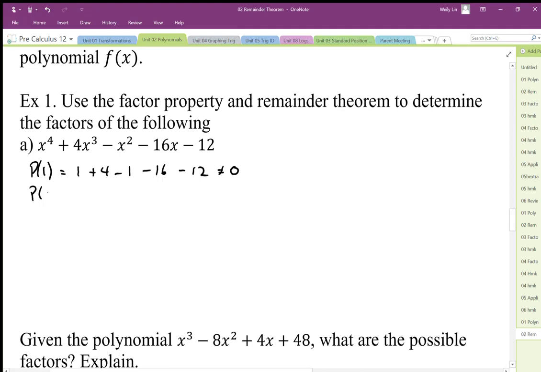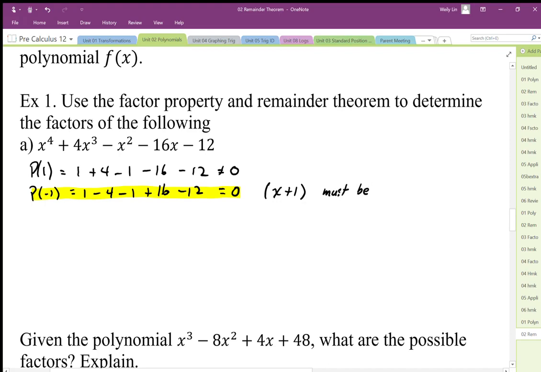And then I could test another easy number, negative 1. And I end up with 1 minus 4 minus 1, plus 16 minus 12. Now in this case, if I add this up, I get negative 17 plus 17. Well, this one is equal to 0. And this is key because if this is equal to 0, that means the remainder is 0. And that means that the factor x plus 1 must be a factor.